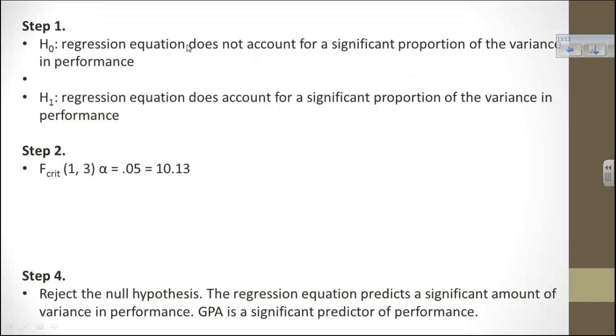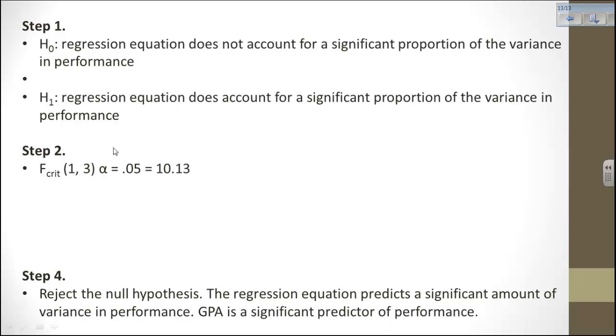Step 1, the regression equation does not account for a significant proportion of the variance in performance. That could be your null. Or you could say that GPA is not a significant predictor of performance. Alternative, what we expect is that the regression equation does account for a significant proportion of the variance in performance. Or in other words, GPA is a significant predictor of performance.